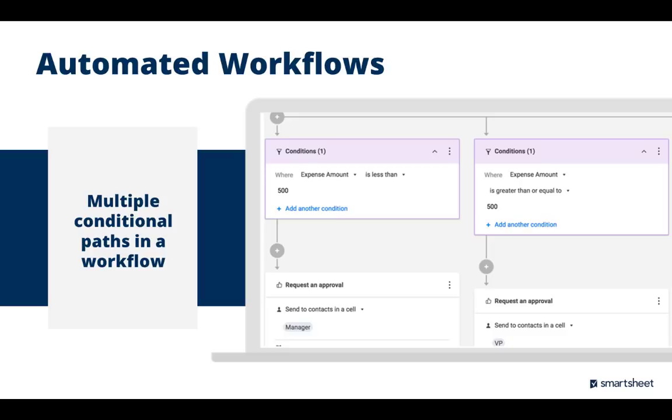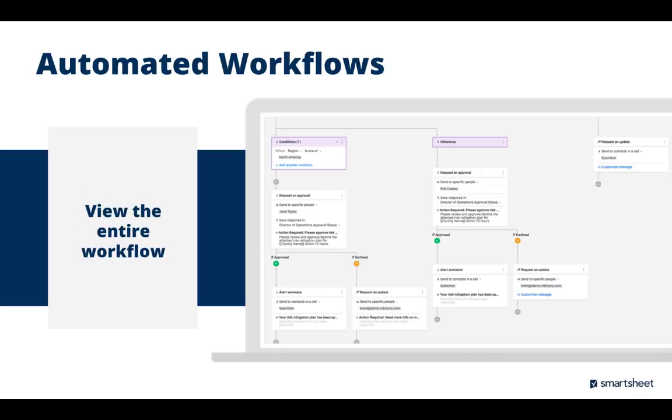For example, you can see in the screenshot here, we have two different paths: the actions that should take place if the expense dollar amount is under 500, and the actions that should take place if the dollar amount is equal to or greater than 500. Again, you can include all of these paths in a single workflow to make it really easy to account for all of the scenarios with one rule.